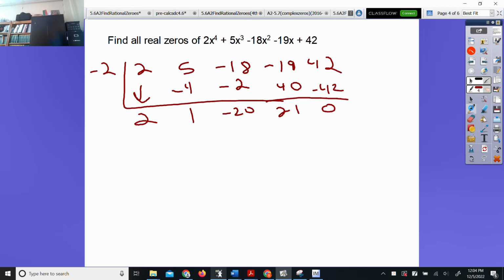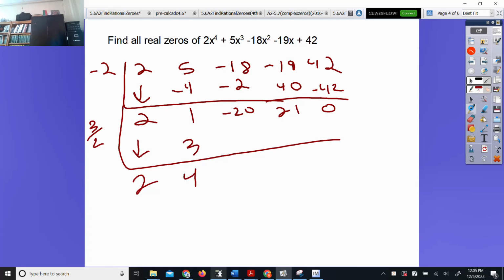Some people will do a brand new problem off to the side, but you can just keep using what you got. What needs to be divided out this time? 3/2. Oh, lordy, it's a fraction. 3/2 times 2, what do the 2's do? They cancel, that's 3. 1 and 3 makes 4. 3 times 4 is 12, sitting over 2, what do you get? 6. -20 and 6 makes -14.